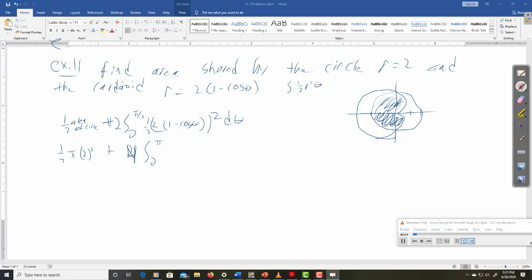The integral from 0 to pi over 2 of 1 minus 2 cosine theta plus cosine squared theta. For the sake of integration, cosine squared is 1 plus cosine 2 theta over 2, so you can split that into 1/2 plus 1/2 cosine 2 theta. Add the 1/2 to the 1 and you get 3/2 minus 2 cosine theta plus 1/2 cosine 2 theta.